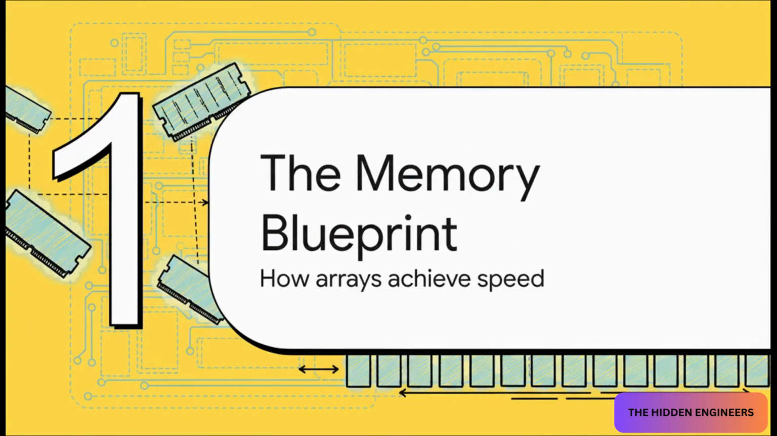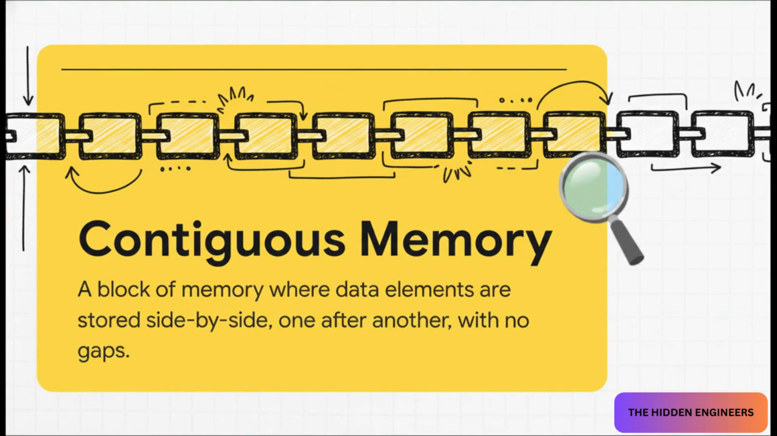So what is it that gives arrays this superpower? Well, the answer isn't in the fancy code you write, but way down deep in the computer's memory. So let's pull back the curtain and look at the memory blueprint that makes arrays so ridiculously efficient. The secret sauce, the magic ingredient, is something called contiguous memory.